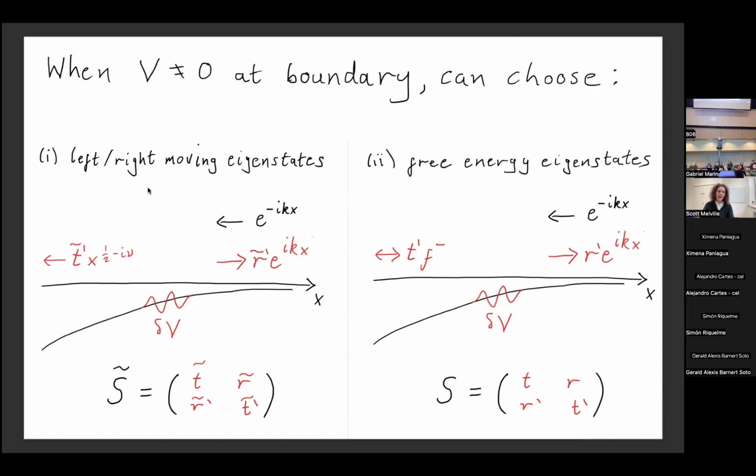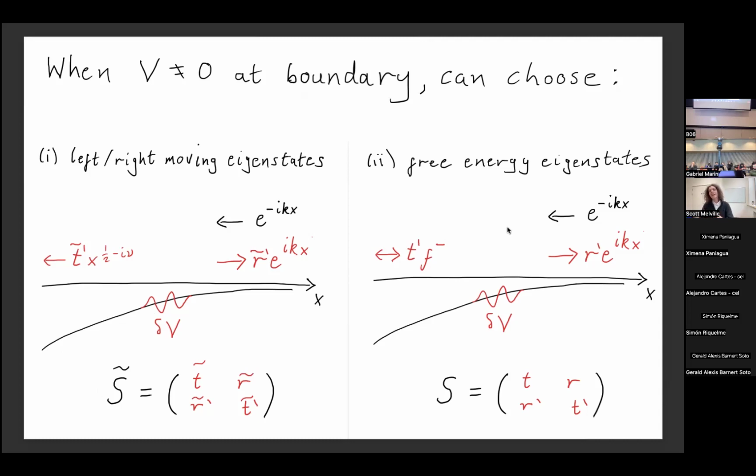You can either scatter left or right moving eigenstates, and that gives you an S matrix, but it's an S matrix that describes scattering from both the background and scattering from the perturbations. And because it's mixing the effects of the background and the effects of the perturbations, there isn't a clean split into a scattering amplitude and a non-interacting piece. And so things like unitarity and analyticity are harder to implement.